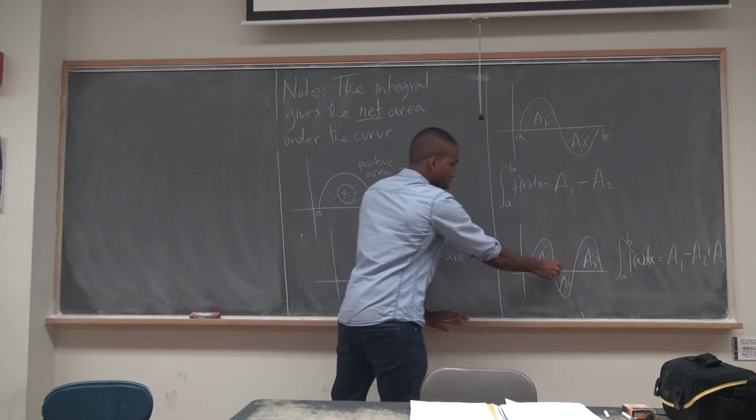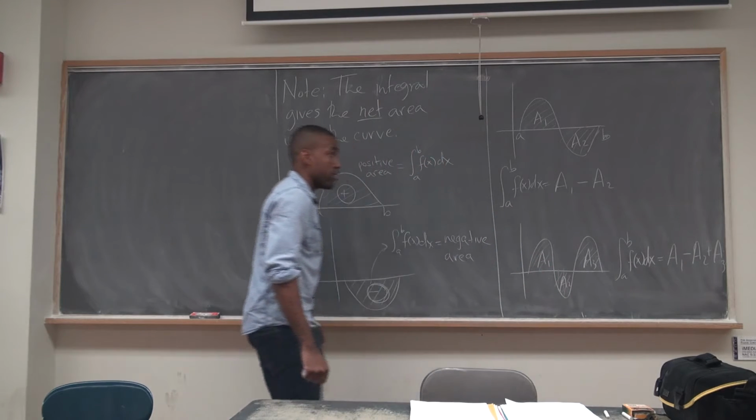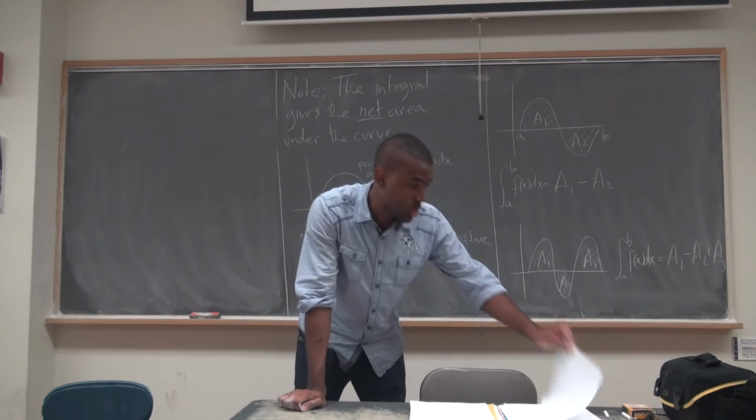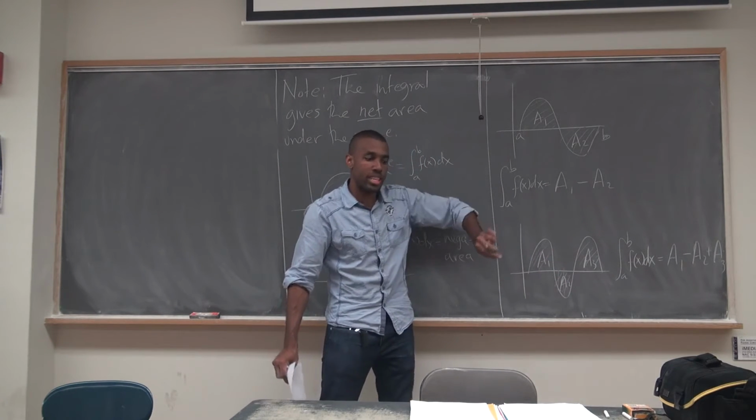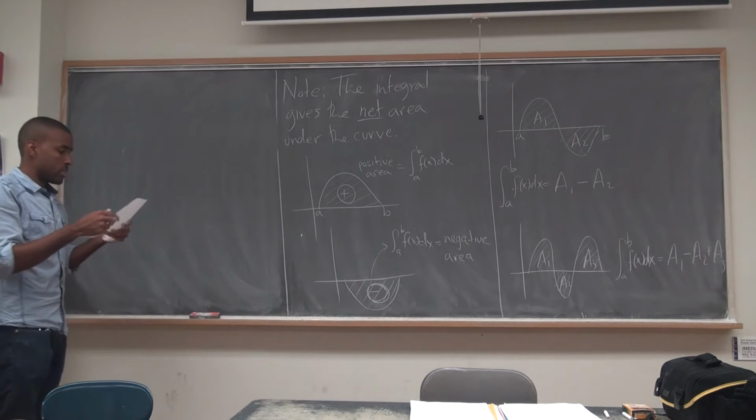Because your rectangles have to go to the curve, your rectangles are going to give you negative y values. That's why you get a negative area. If you ever want to find the actual area, you have to figure out where the function is negative, and when you take the integral of that part, you take the negative of it to get the positive area. So it always has to be considered.